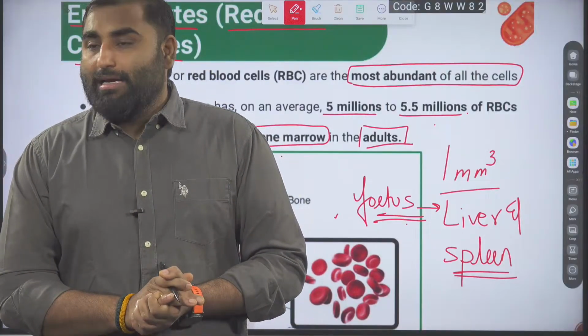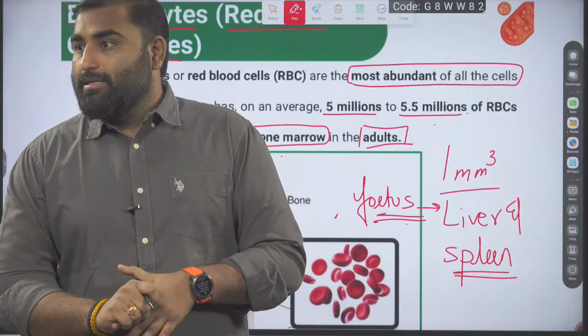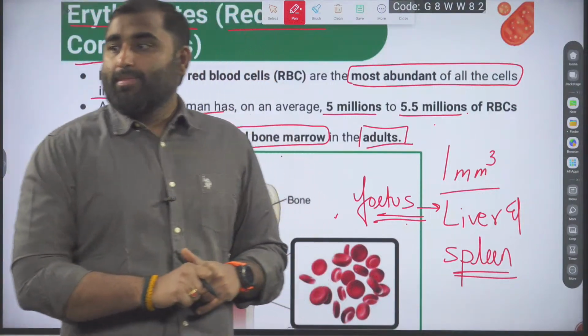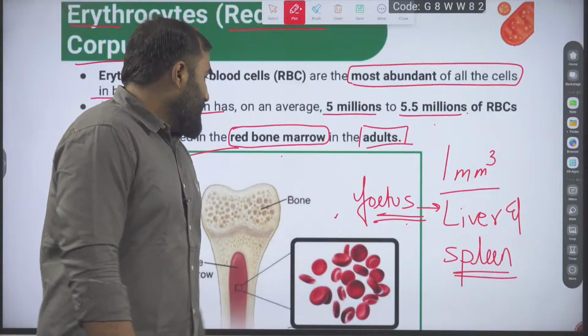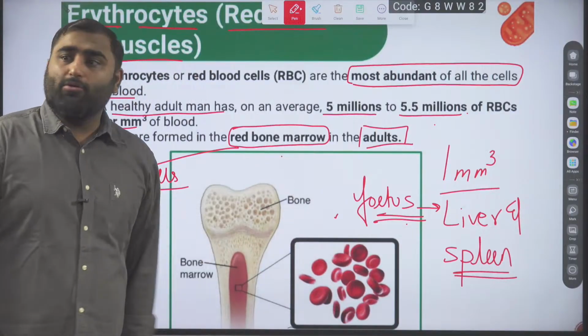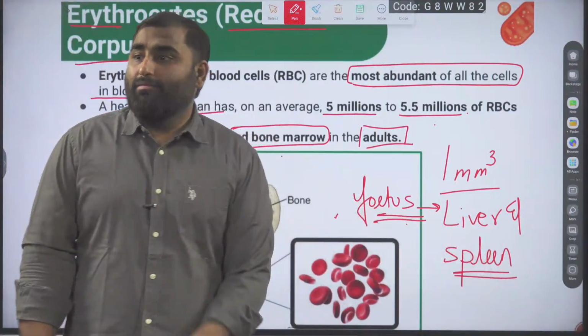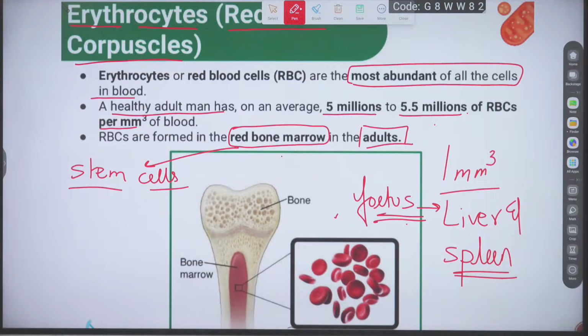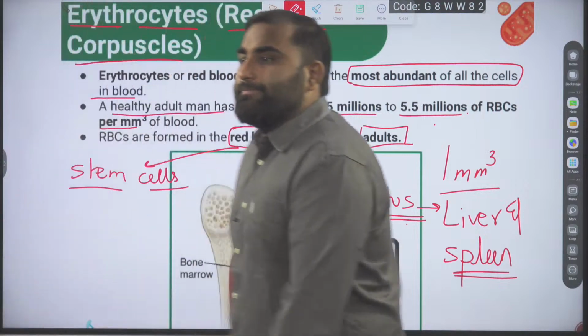Okay? Are we clear, guys? That's your answer. So for adults, you will mark red bone marrow. For fetus, you will mark liver and spleen. Are we clear, guys? Is this slide clear? Just give a thumbs up, guys. Is this slide clear to you all? Very good. We shall move ahead.